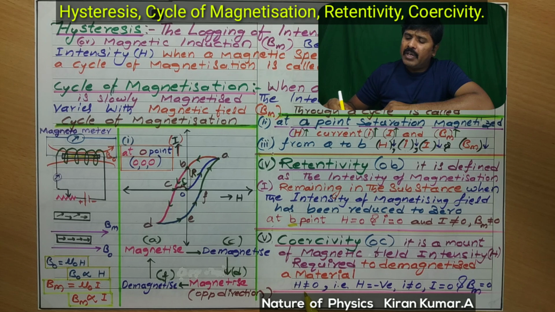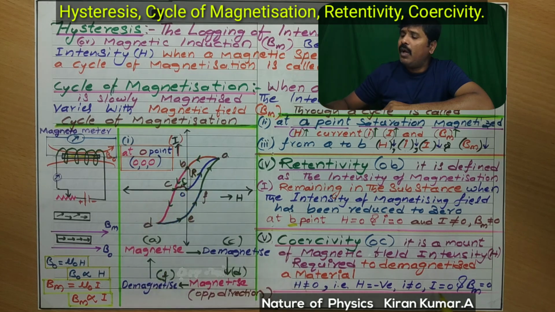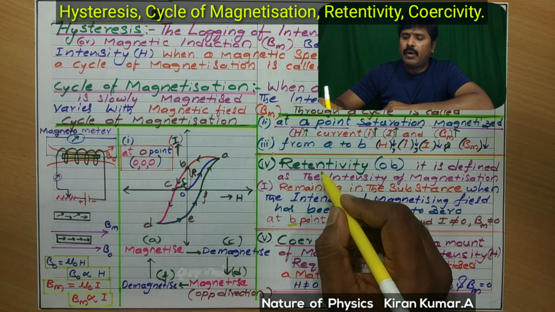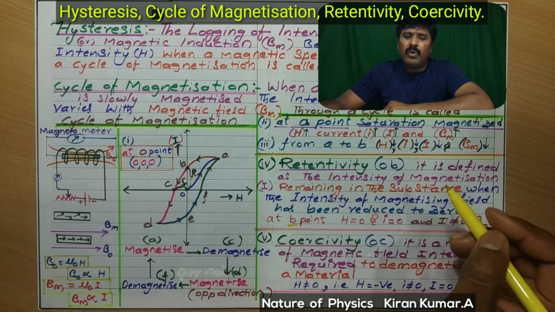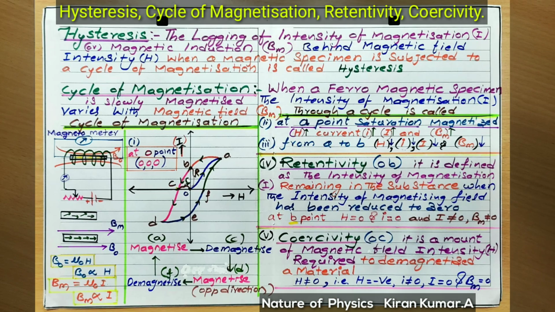Okay, and whenever H is not equal to 0, I is also not equal to 0, student, but along the negative x axis, y coordinates 0. So I, capital I, intensity of magnetization, is 0 and BM also 0, student. Okay, there is a clear relation that we did about the hysteresis, cycle of magnetization, and retentivity, and also coercivity of a magnetic material.